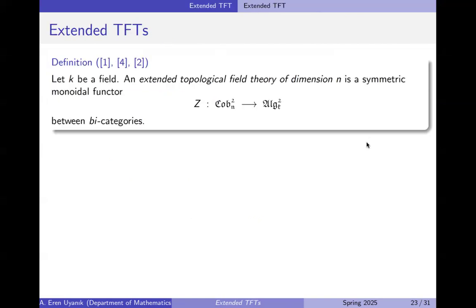And now we can formally define an extended topological field theory. Let K be a field. It is a symmetric monoidal functor from the bicategory of cobordisms to the bicategory of K-algebras. It is a functor again. And what does it do? It sends the points to K-algebras. It sends one-morphisms to the bimodules between K-algebras. And this whole two-cobordism is sent to a bimodule homomorphism. This is just a way of saying this in a compact form.